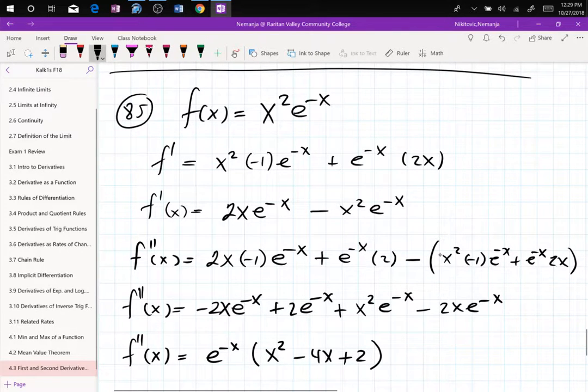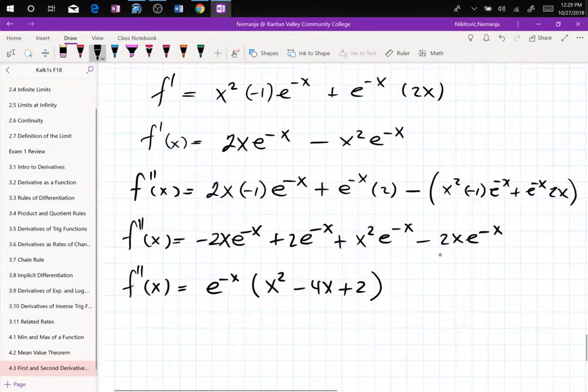Right? Minus 2, minus 2x is minus 4x, which is x squared and plus 2. Good. Yay! I have my derivative. It's a little bit of algebra, but nothing we can't handle.